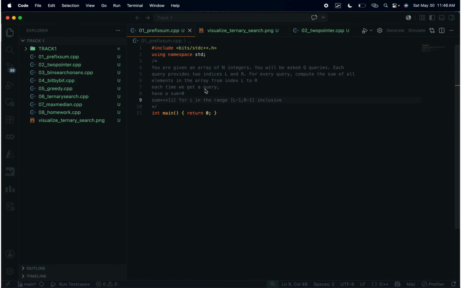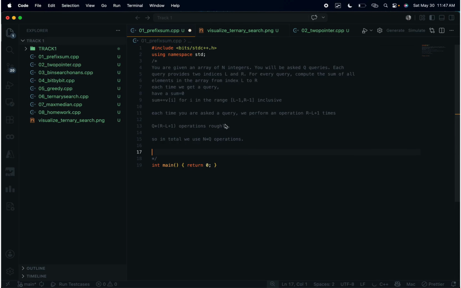So let us see what is the drawback of this approach. Each time you're asked a query, we perform an operation R minus L plus 1 times. This is basically the number of numbers that you have summed. So we perform an operation these many times for each query. So in total we perform Q into R minus L plus 1 operations roughly. And in the worst case, L can be 1 and R can be the size of the array. So in total we use N into Q operations.